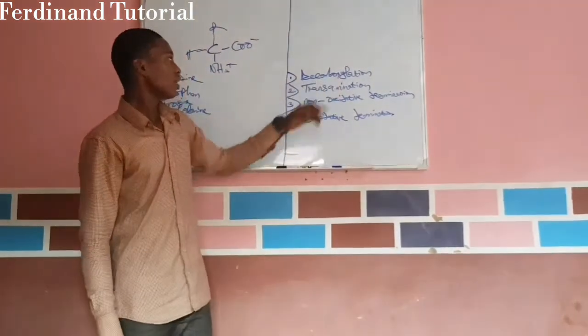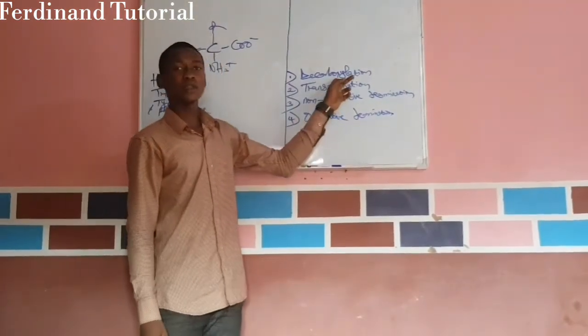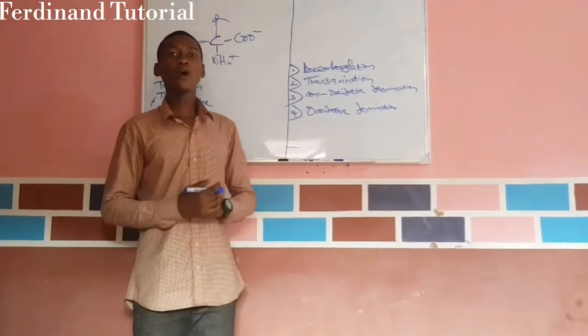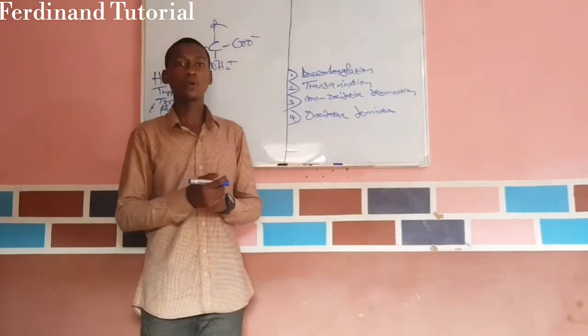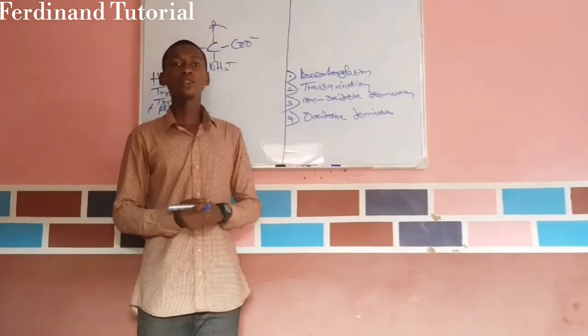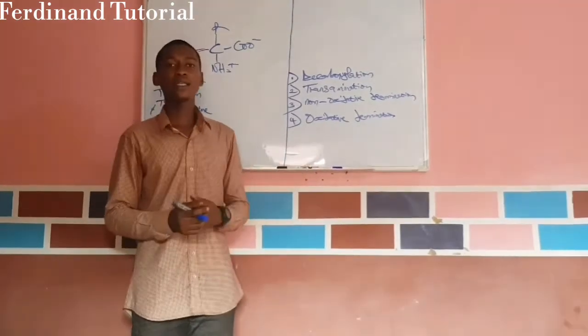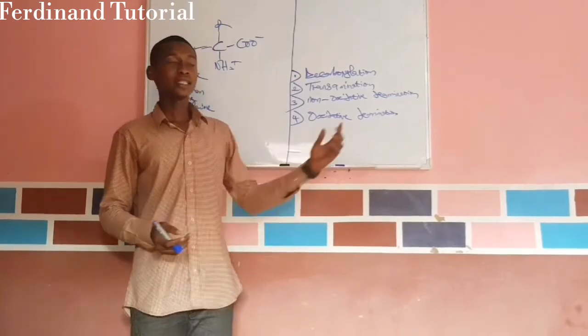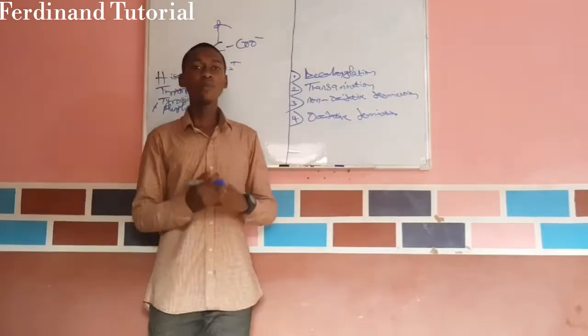Now let's look at this first one. Remember, here is decarboxylation. When we are talking about decarboxylation, we say that decarboxylation is the removal of one or more carboxylic functional groups from a compound. The decarboxylation of an amino acid leads to biogenic primary amines and what? Carbon dioxide. Now, if you look at histidine, remember in histidine, histamine was formed.